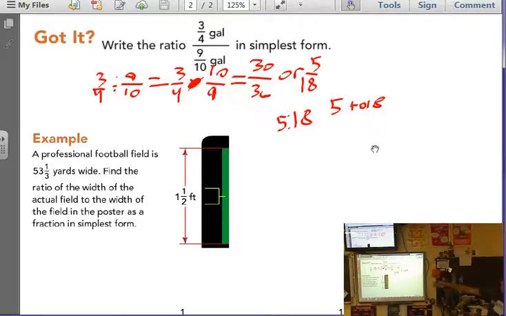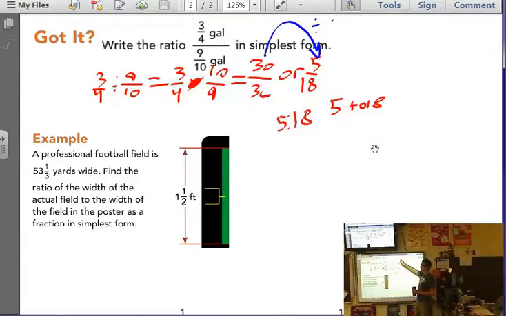Andrew, talk us through your process. So I was doing 3/4 divided by 9/10, but when I changed that to 3/4 times 10/9, I got 36, and then I reduced that to... What did you divide by here?